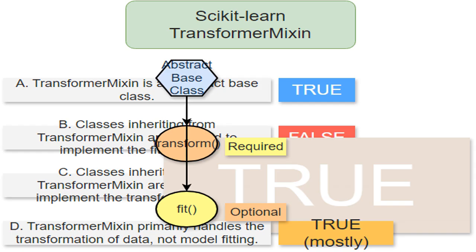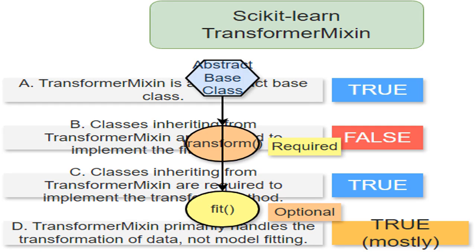The statement is accurate in saying it focuses on the transformation interface, but it's important to recognize that some subclasses might include fitting. This refers to a core component of Scikit-learn, a popular Python library for machine learning. TransformerMixin is a crucial class that helps to create data transformers used for preprocessing or feature engineering in machine learning pipelines.